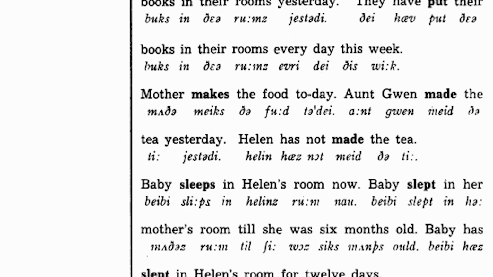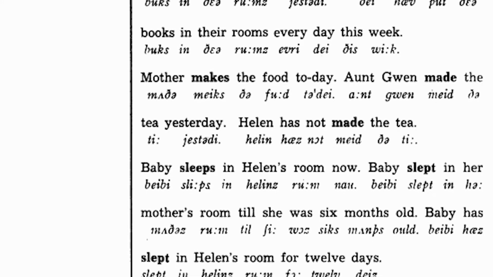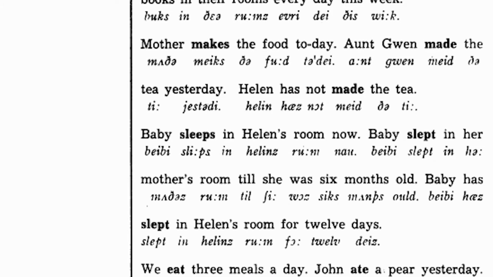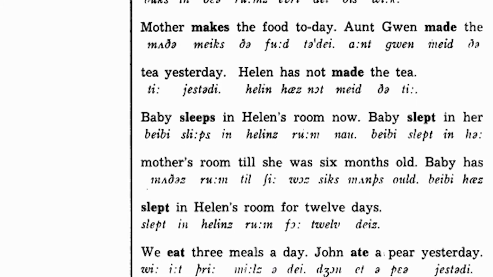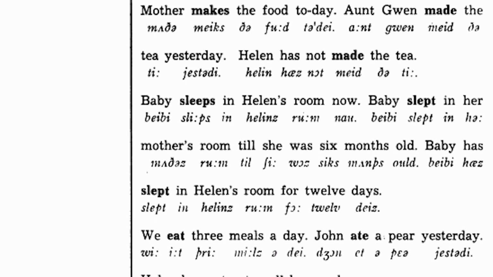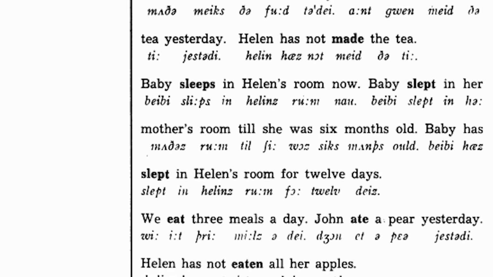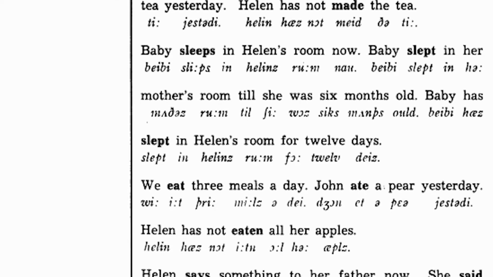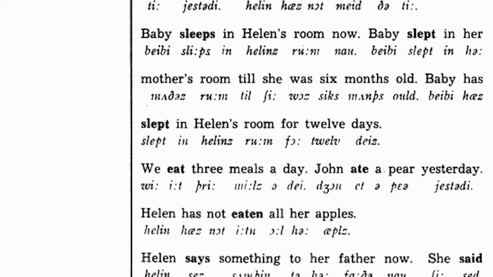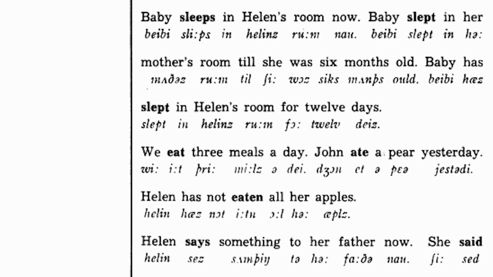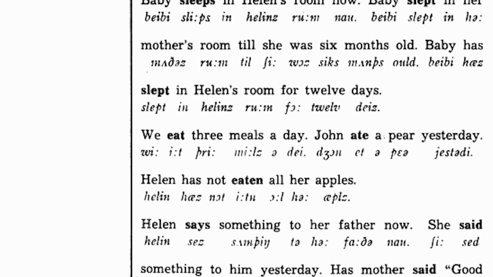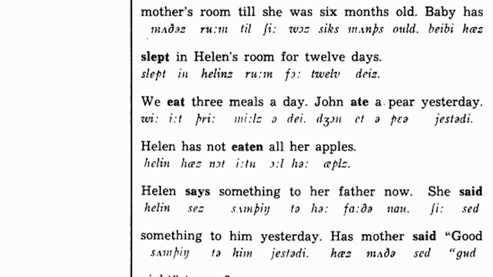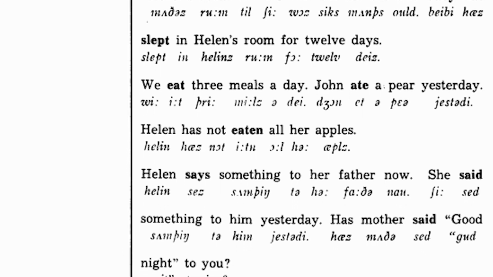Mother makes the food today. Aunt Gwen made the tea yesterday. Helen has not made the tea. Baby sleeps in Helen's room now. Baby slept in her mother's room till she was 6 months old. Baby has slept in Helen's room for 12 days. We eat 3 meals a day. John ate a pear yesterday. Helen has not eaten all her apples.